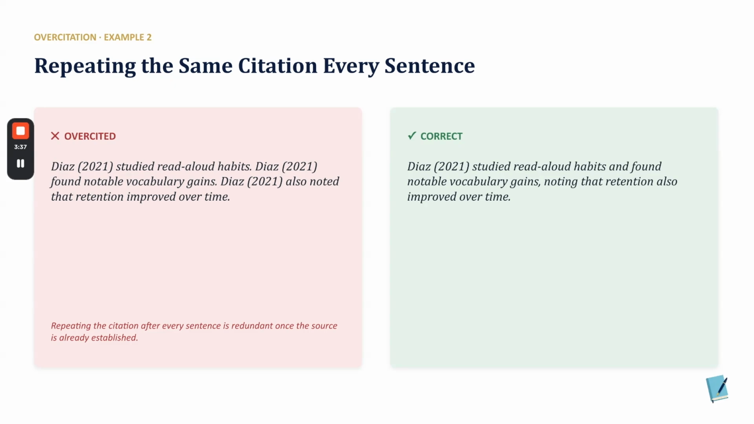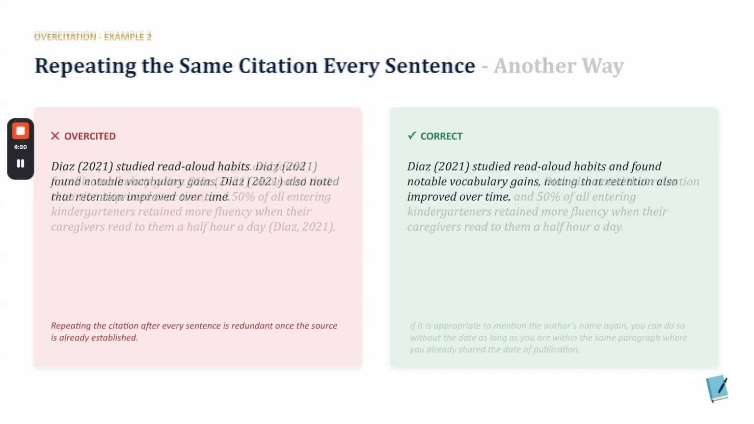Here, this is what I see in some of my students' writing when they are worried about plagiarizing. They cite every single sentence. Here, the same citation gets repeated, but once you've established that you're discussing Diaz's research, you don't need to recite every sentence. One citation can cover a full, sustained discussion.